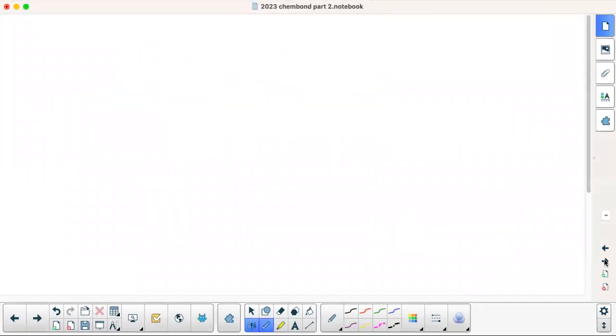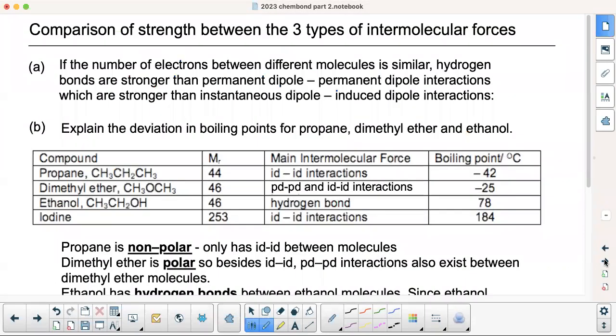Okay, so let's run through the next part. Let's look at this part. We're going to compare the strength of the three types of intermolecular force of attraction. So very quickly, let's look at them. Maybe just take note of this. If the number of electrons between the different molecules is similar, so this is why we compare molecules of the same size. Similar means they are the same size.